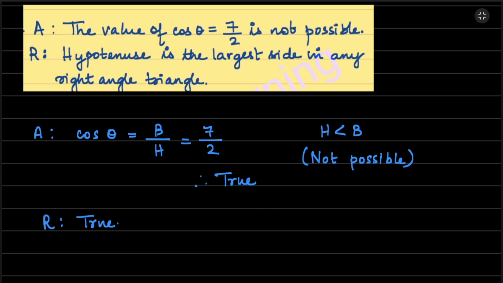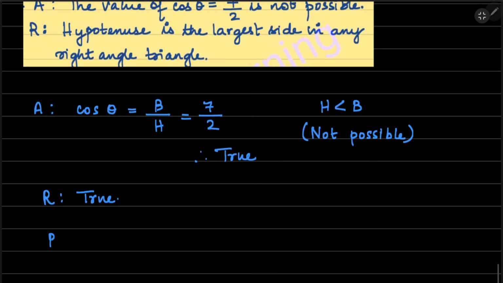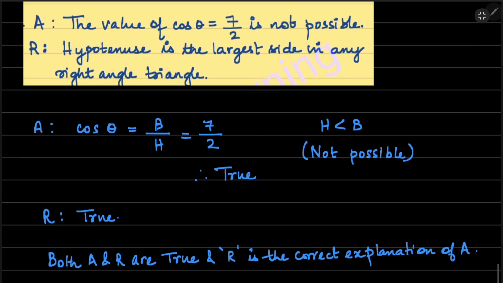Let's move on to the next question. So the option here, what should you write? Both assertion and reason statements are true. Okay. And reason is the correct explanation of assertion. Right? Let's move on to the next question.